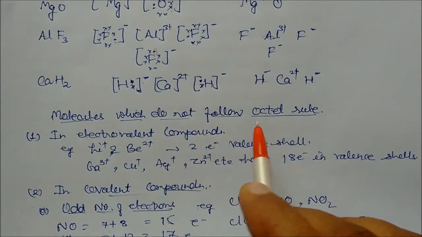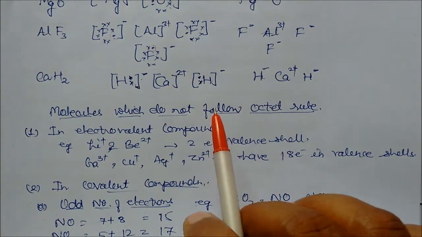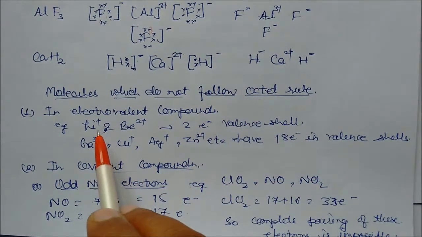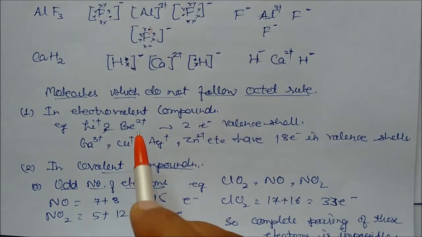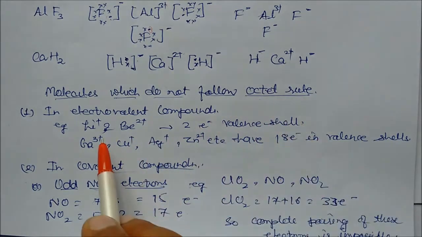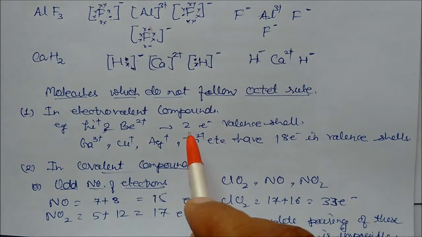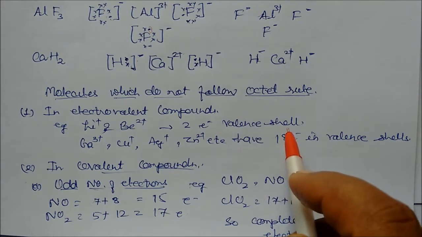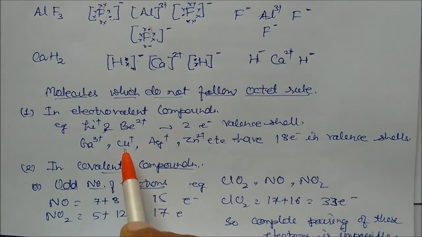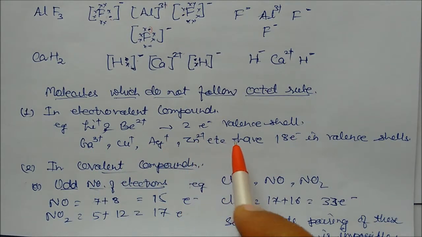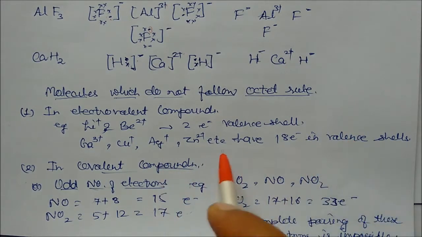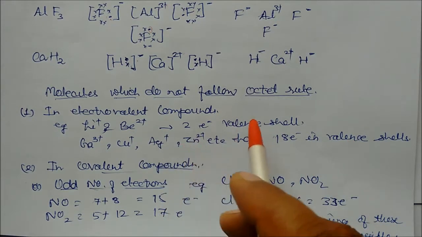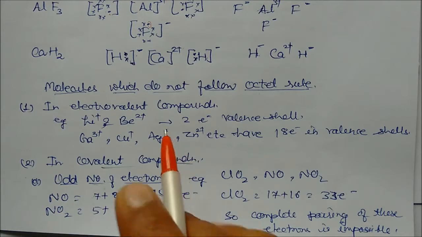Molecules which do not follow the octet rule. In electron-deficient ions like lithium plus and beryllium 2 plus, they do not follow the octet rule. Why? Because they have 1 electron, so they make a 2-electron valence shell. Gallium 3 plus, copper plus, silver plus, zinc 2 plus, etc. have 18 electrons in their valence shell after losing electrons. So in these cases the octet rule is not followed. This is one exception.